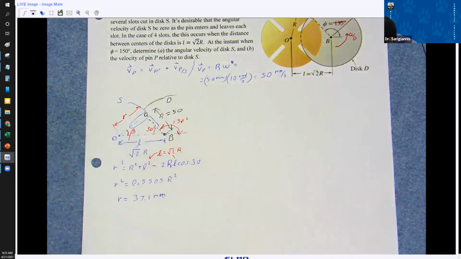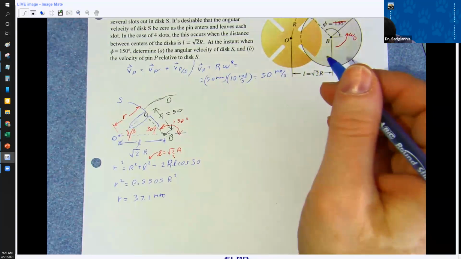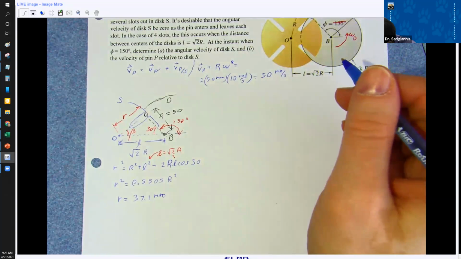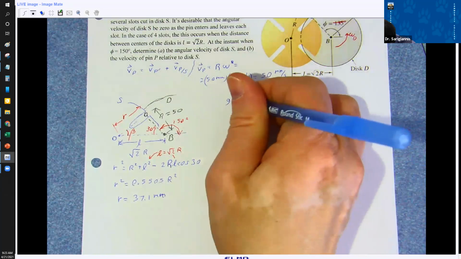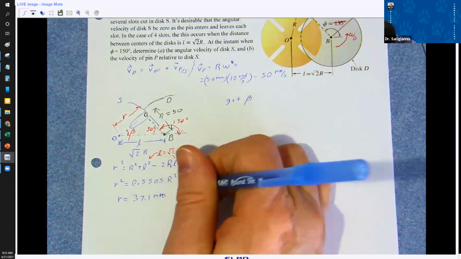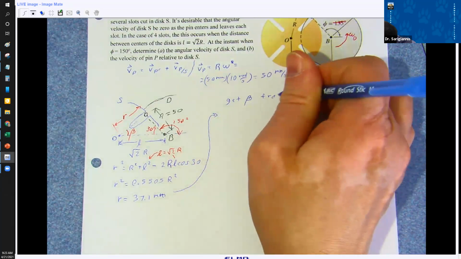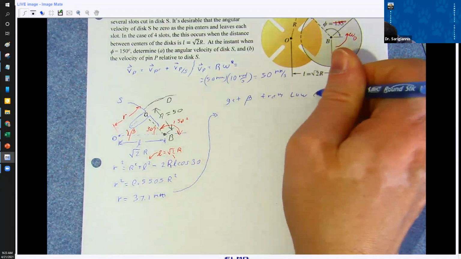We still don't know beta. We can get beta from the law of sines. Let me just draw an arrow up here. From the law of sines.